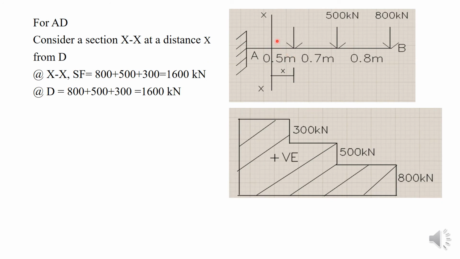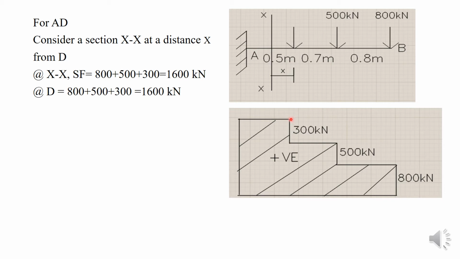See, I am considering a section line HH which is at a distance HF from the right hand side, and look. So you can see 800 kilonewton, 500 kilonewton, and here also you have 300 kilonewton. So while considering the left hand side of this point, that is D point, the loads increase up to 800 plus 500 plus 300. So this sudden 300 appears at the point of D.